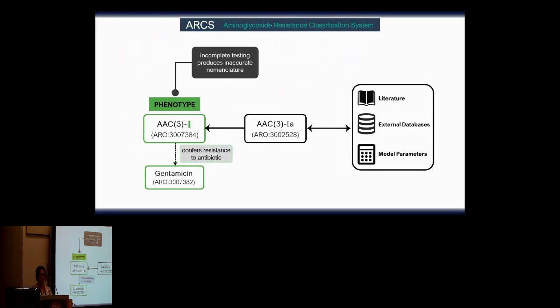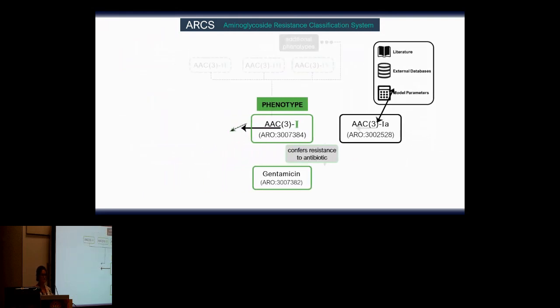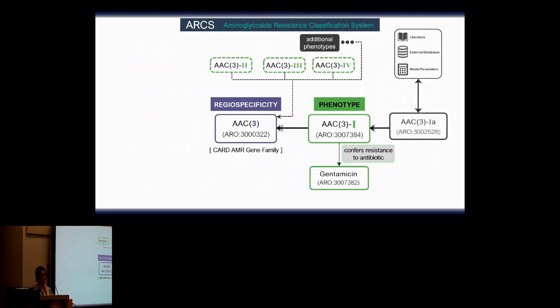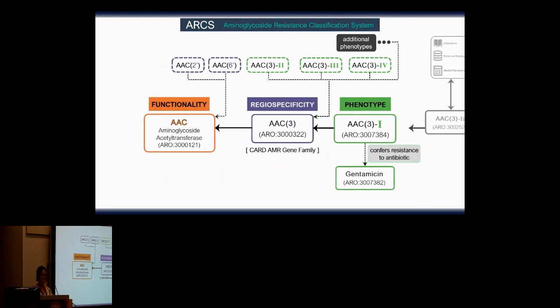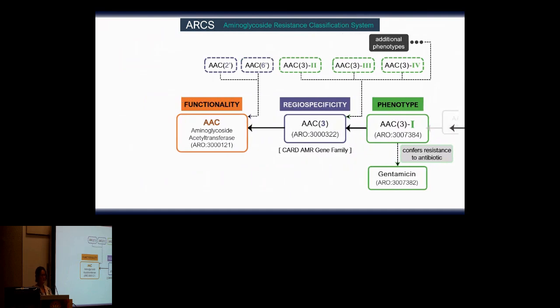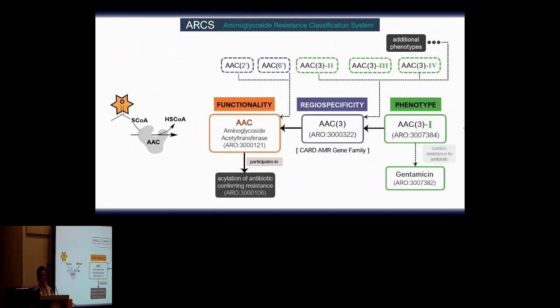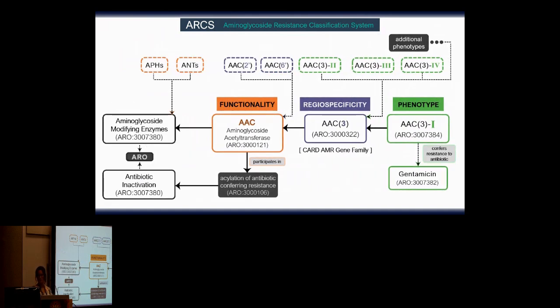And so each parent term right now in the CARD is connected to a complete catalog of susceptible antibiotics with a confers resistance to antibiotic relation term. This then connects to the regiospecificity as the ARO CARD gene family. And again, the regiospecificity is the site on the molecule where the acetylation is going to be happening. The different regiospecificities for the AAC class are then all connected to the functionality group, aminoglycoside acetyltransferases, with each described under this parent term for acetylation of antibiotic conferring resistance.